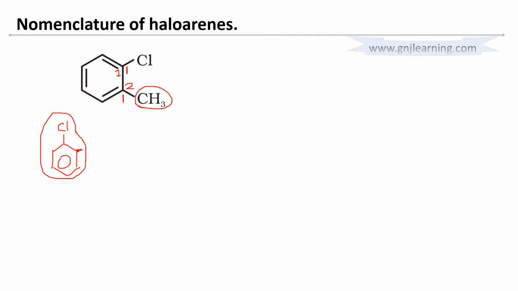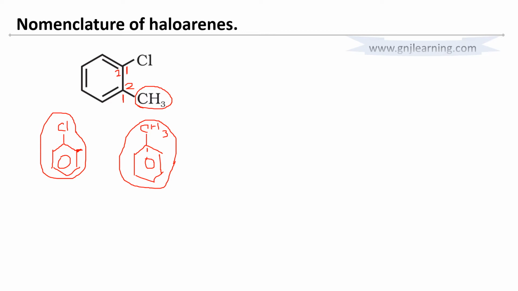On the other hand, if I am taking CH3 as the parent, so let us see. If I am taking CH3, so again I have a benzene ring, and I am taking the carbon attached to CH3 as the first carbon, then this is parent and this has a name, trivial name called toluene, and IUPAC has accepted this name.